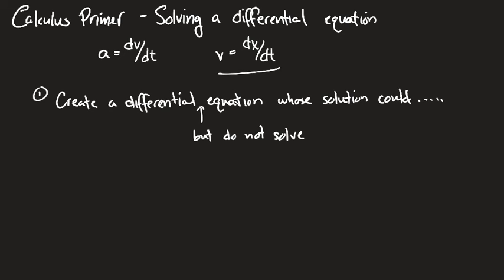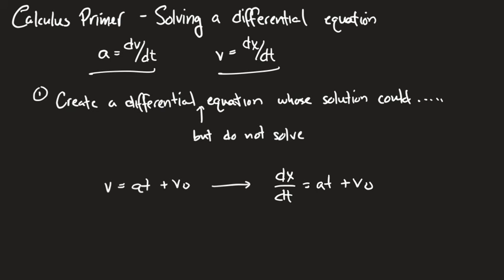Because there's only, right now in your vocabulary, 2 differentials that you even know about. So any equation that has a in it can become a differential equation. And any equation that has v in it can become a differential equation. So v equals at plus v naught becomes a differential equation the moment you substitute in a differential for v.